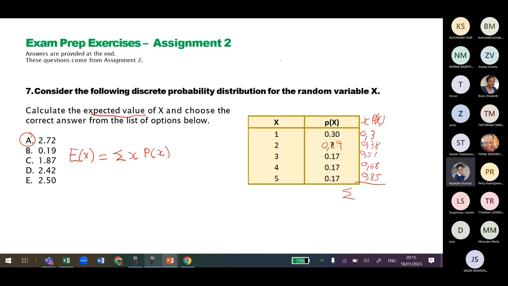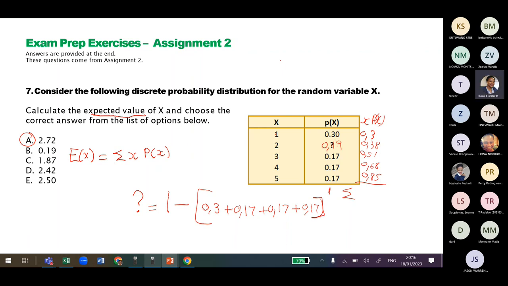So can you please repeat how you got that question mark? You get it from 1 minus the sum of all the other values, because the sum of all probabilities should equal 1. 0.3 plus 0.17 plus 0.17 plus 0.17. You just use the open bracket, close bracket to get the answer. Otherwise, you can add all of them and then subtract them from 1.